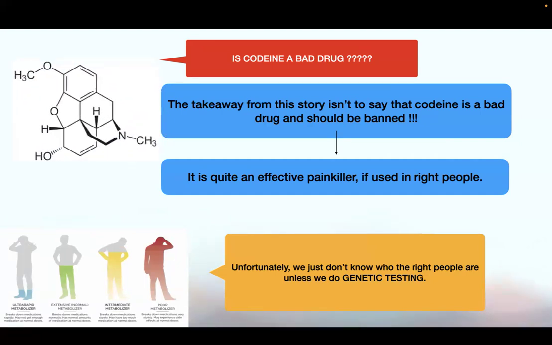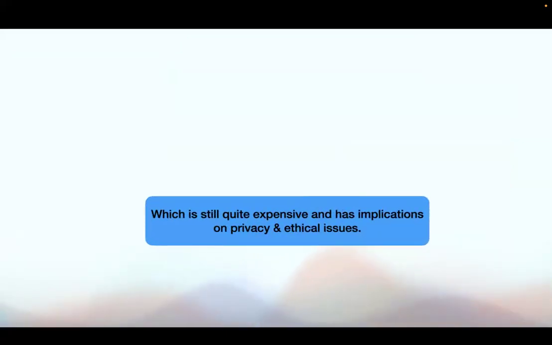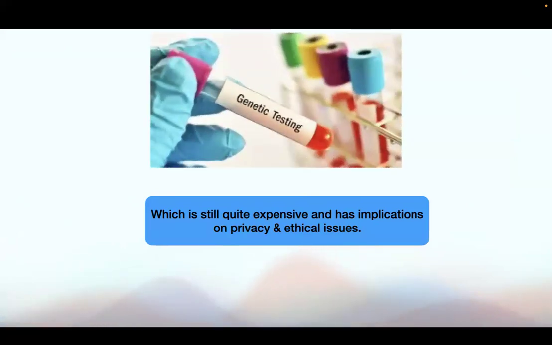And this is the structure of codeine again. So this is another thing to understand: after such cases and understanding the theory, this is not the conclusion that codeine is a bad drug, but the importance of this topic is to understand where to use it and where not to. Okay, and for this we need to have very good knowledge in this field. See, which is still quite expensive. Okay, genetic testing is a must, and genetic testing is still quite expensive and has implications for privacy and ethical issues.